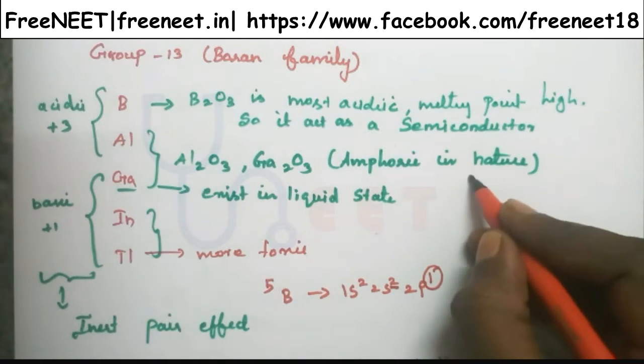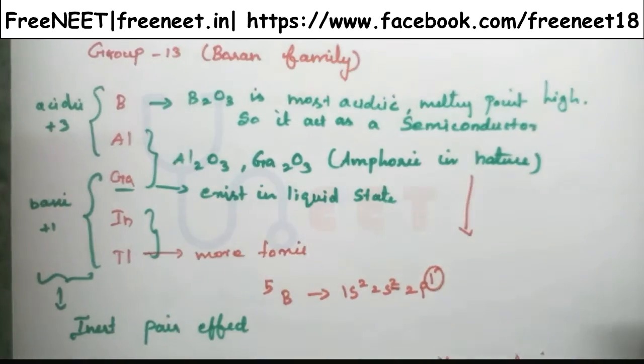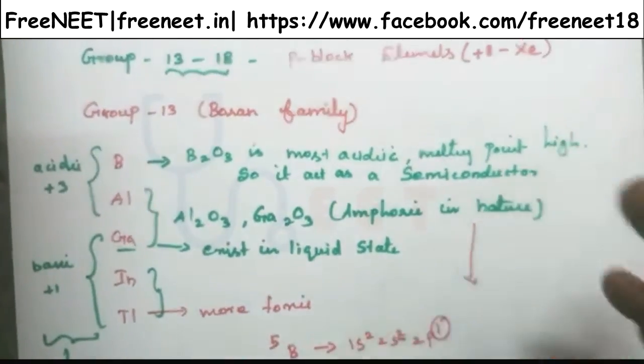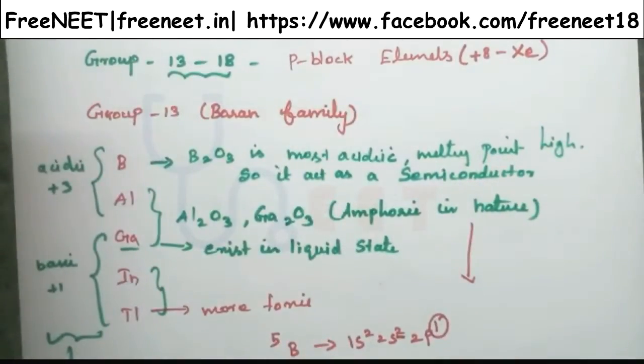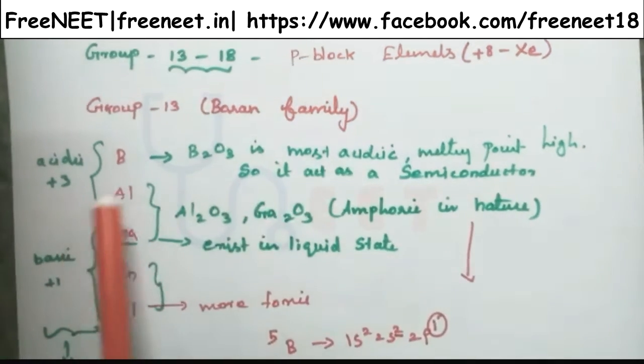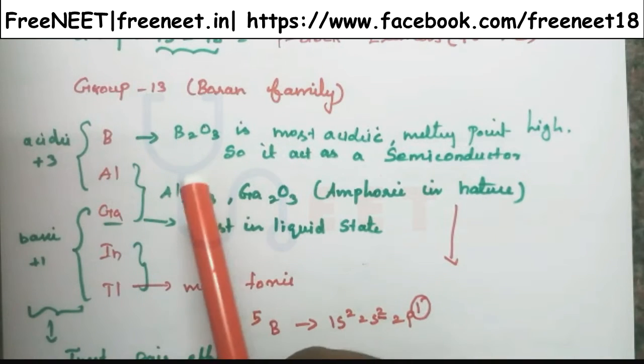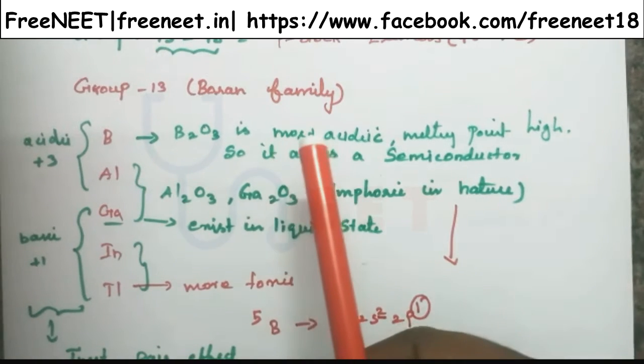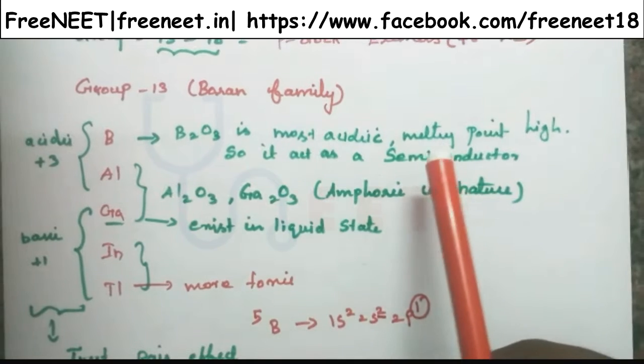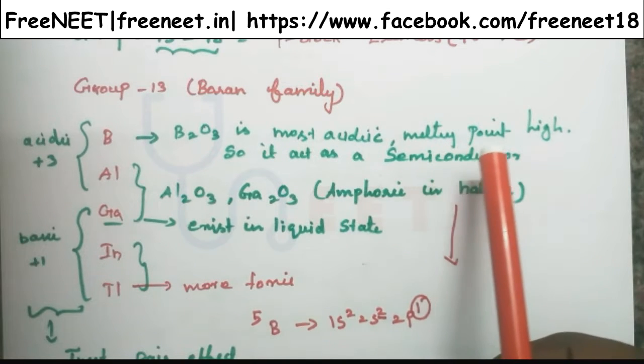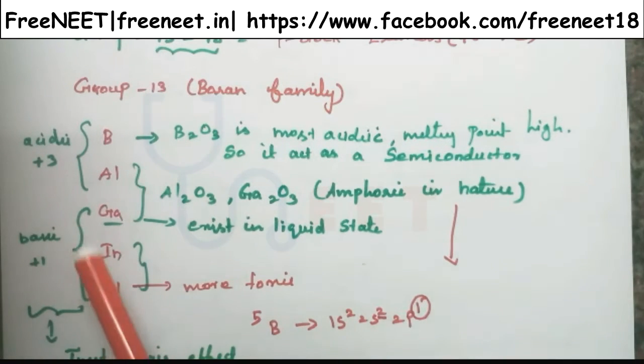Basicity: commonly the non-metal oxides, groups 13 to 18 are non-metals. Non-metals form acidic oxides with oxygen. Now boron forms boric oxide. It is more acidic, and at the same time the melting point as well as the boiling point is very high. So boron also acts as a semiconductor.